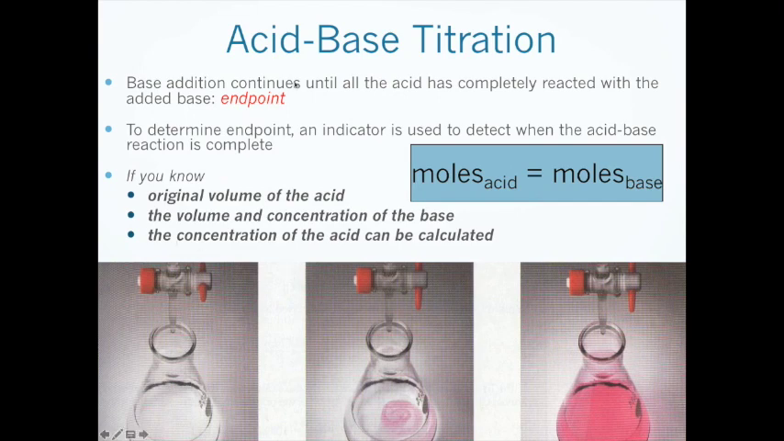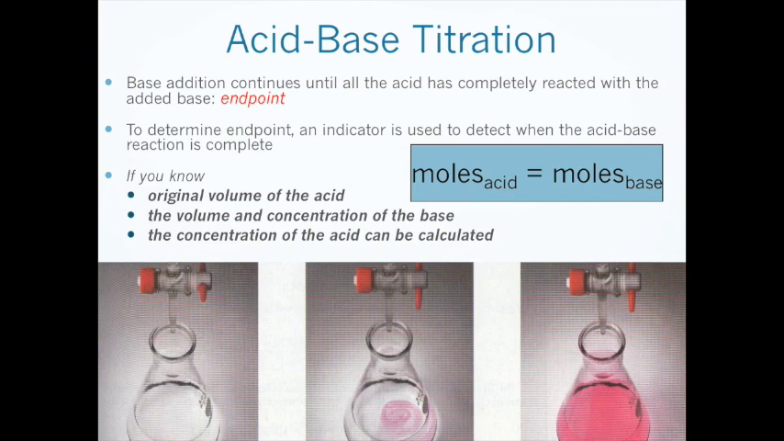Now, acid-base titrations take advantage of the fact that in a neutralization reaction, the number of moles of acid is equal to the number of moles of base, unless you have two protons being exchanged, but that can just create a more complicated titration curve. The endpoint is reached when all of the acid has reacted with all of the base, and you have to know the original volume of the acid and the volume and concentration of the base in order to calculate the remaining unknown in the M1V1 equals M2V2 equation, which then leaves the concentration of the acid as the only unknown.